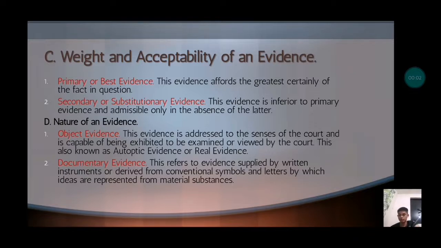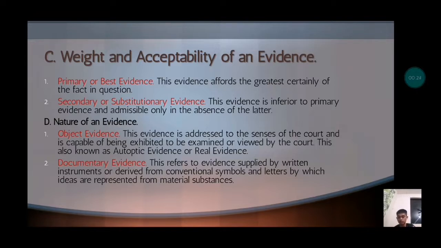The next is letter D, nature of an evidence. So number one is object evidence. This evidence is addressed to the senses of the court and capable of being exhibited to be examined or viewed by the court. This is also known as autoptic evidence or real evidence.